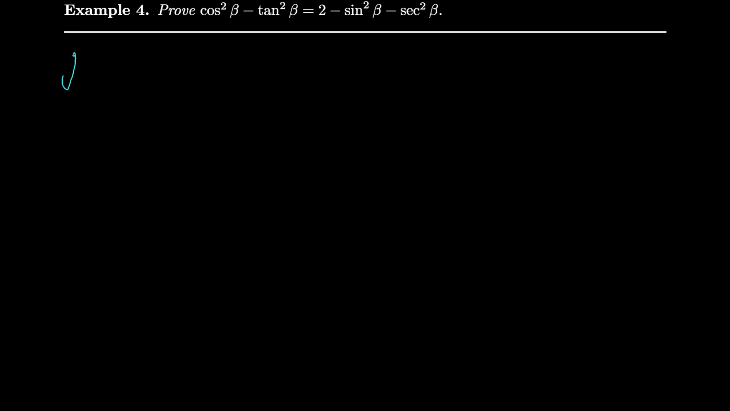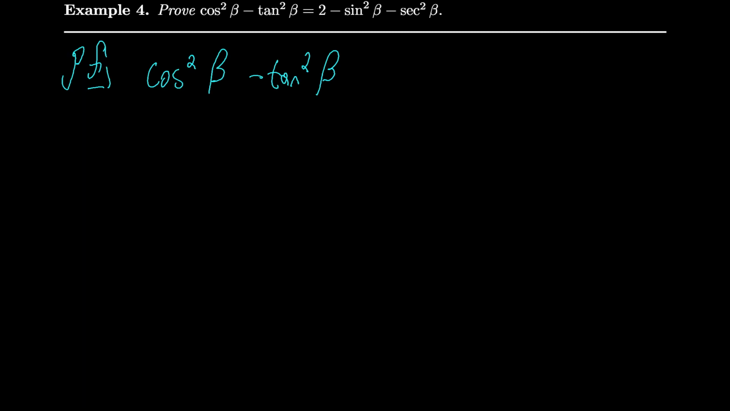So I'm going to start my proof with a proof box. That's just how I do it. And then I'm going to write it. I'm going to say cosine squared beta. And look, if you don't want to write betas, just write x's. Just make sure to change everything, whatever you want to do. But I'm going to write betas. Cosine squared beta minus tangent squared beta.